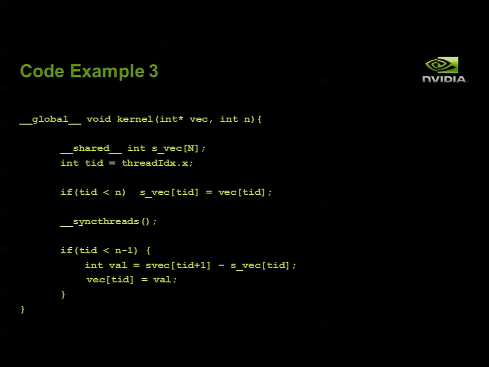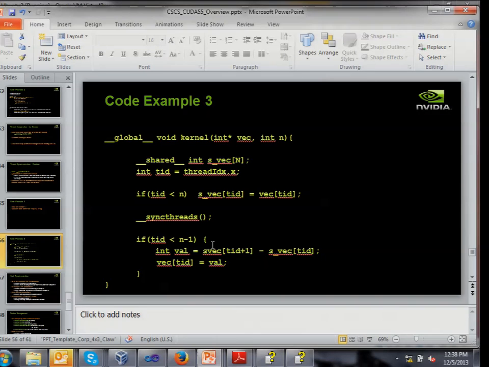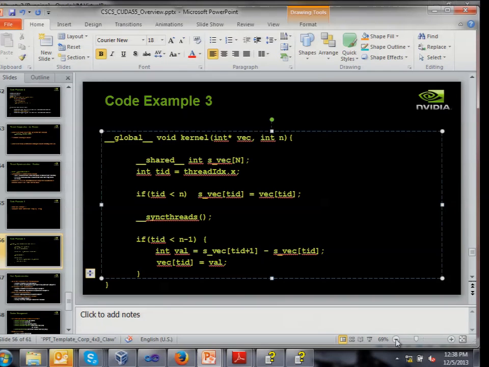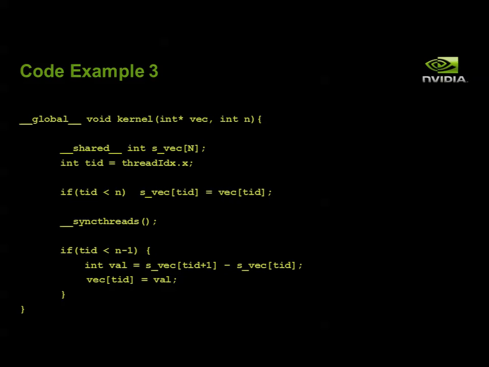And then each thread just fetches, oh, and here I have a typo, sorry. Each thread fetches its own element from shared memory, and it fetches the one element above. And then finally, once it has computed this finite difference, it writes it back into the vector in global memory.